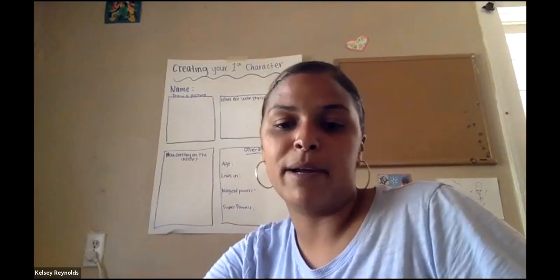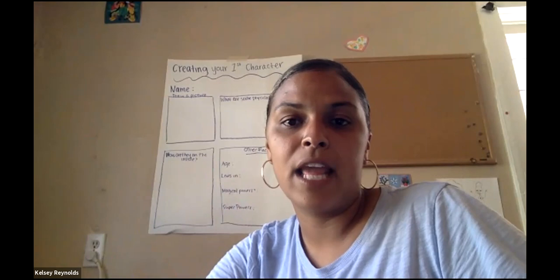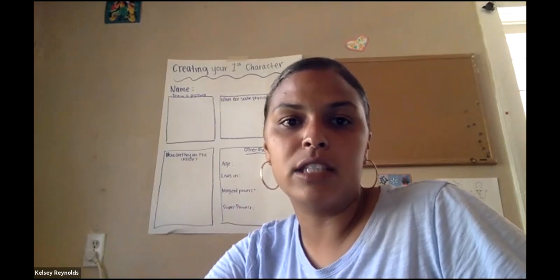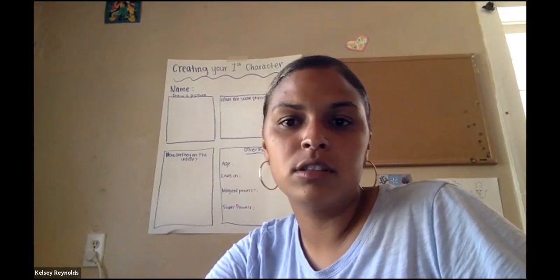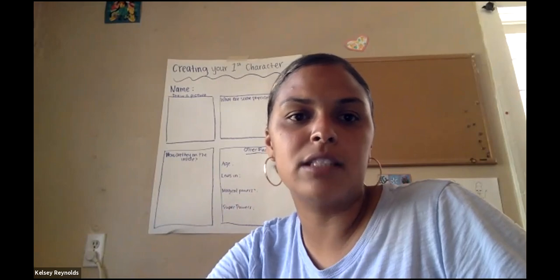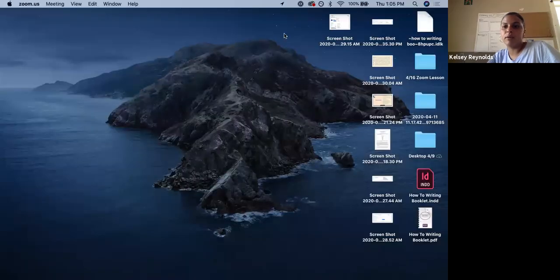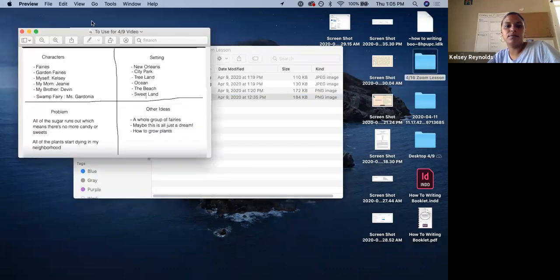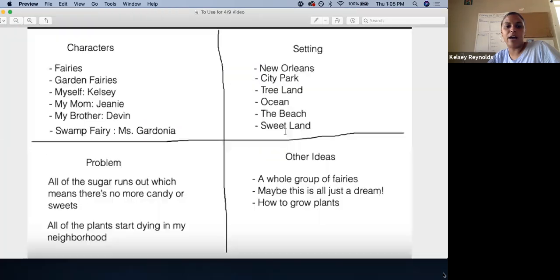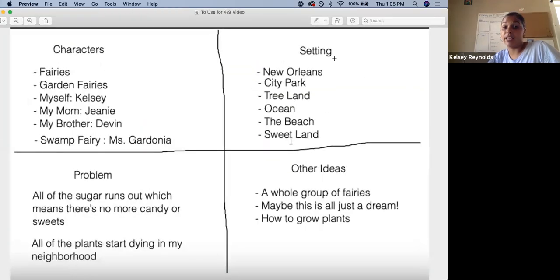So first I'm going to share my screen, because we are going to look at my original. Oh no, it does not look like I can open up a file. Well, let's see, desktop, share, okay, and we are going to look at our original outline. So if you remember, we did our setting already, and you remember I had picked City Park and I picked Sweetland. And now today I have to pick a character to work on.